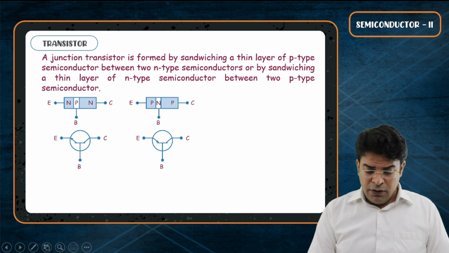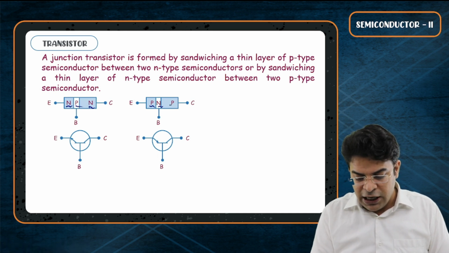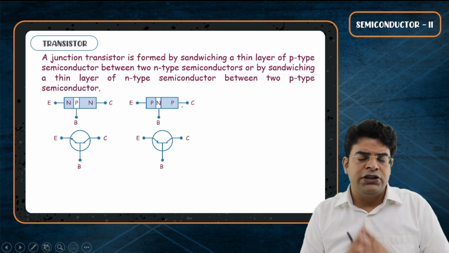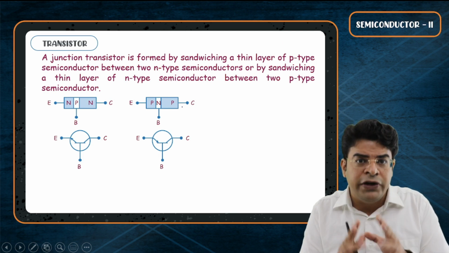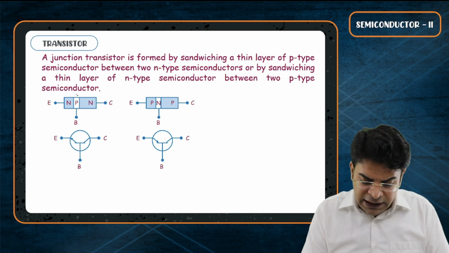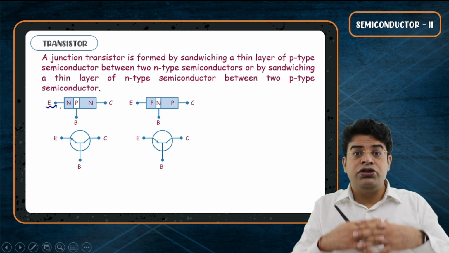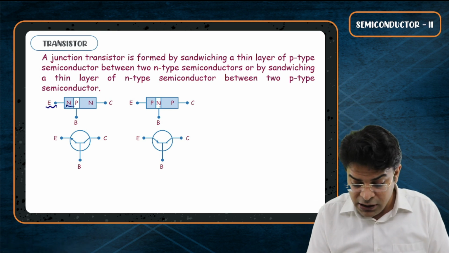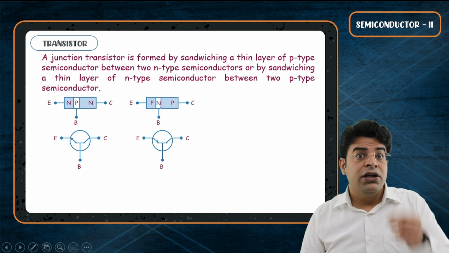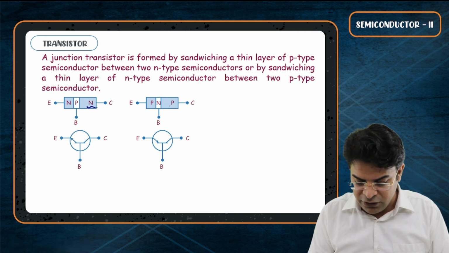We have got two types of transistor, NPN and PNP. Each transistor can be divided into three regions: emitter, base, collector. The one which is sandwiched in middle is called base. The one which emits huge number of charge carriers is called emitter, and the one which collects the huge number of charge carriers emitted by the emitter is called collector.